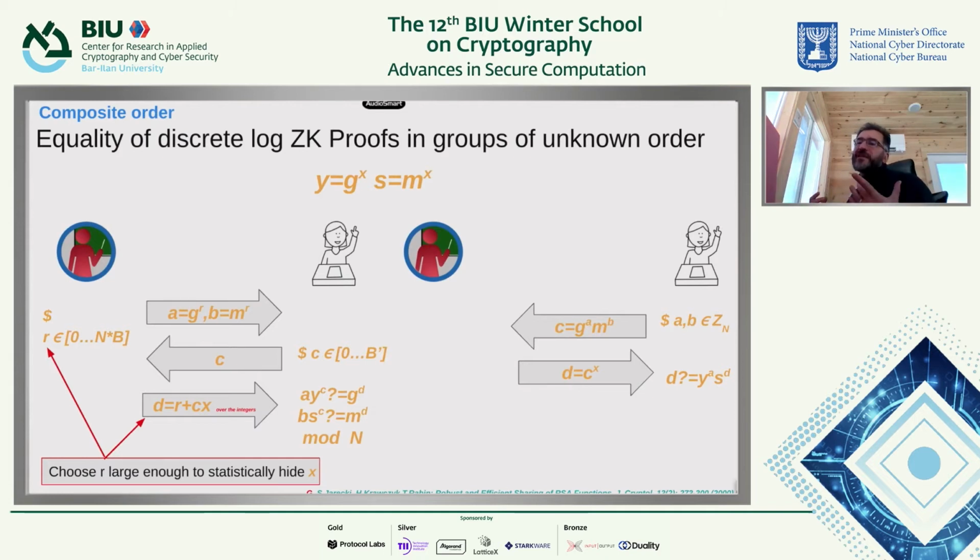And once you detect who's contributing bad shares, you kick them out. If you have enough good shares, then you can reconstruct the signature. So, I think this is a good place to stop.